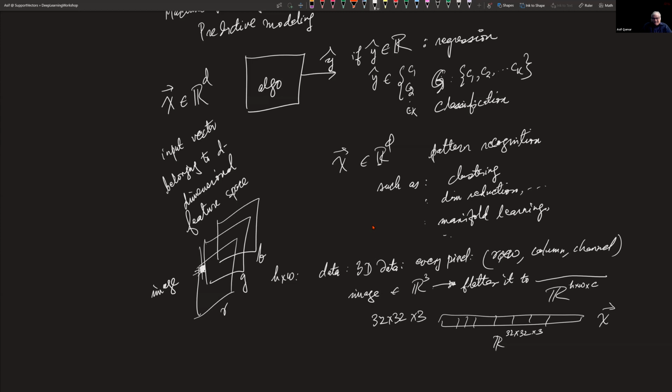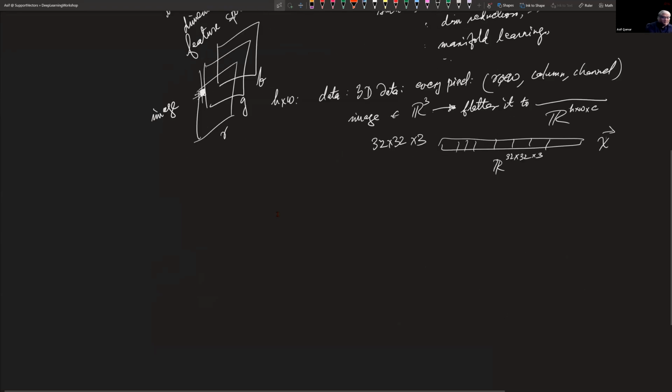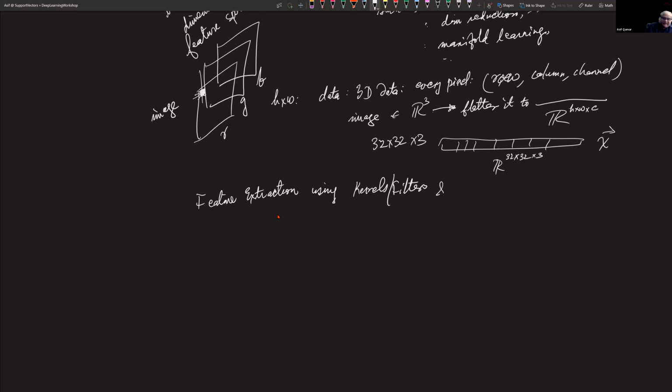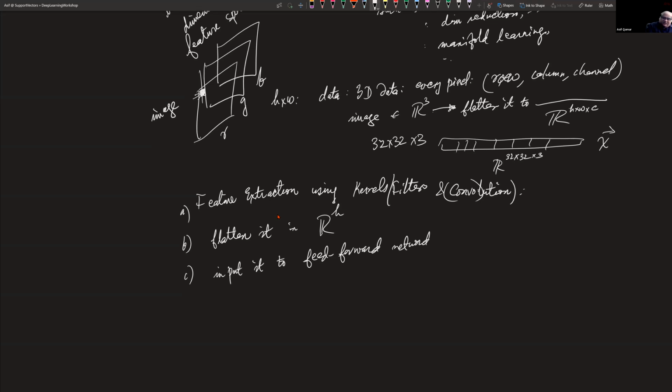Now, image processing is something we became pretty good at. If you remember, just as a recap of last week, we would take an image, and A, do some feature extraction from the image using kernels, filters, isn't it? The technology that you used is convolution. And once you had done the feature extraction, B, flatten it into some single feature vector space of some hidden number of dimensions, and then C, input it to a feed forward network of dense layers.